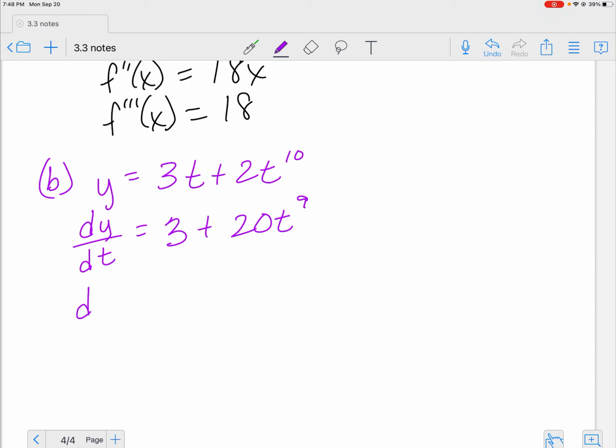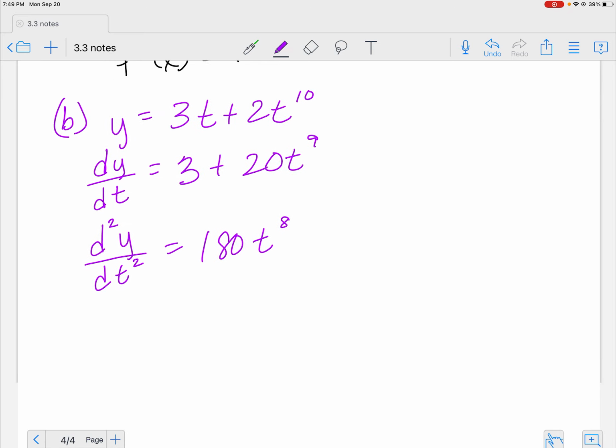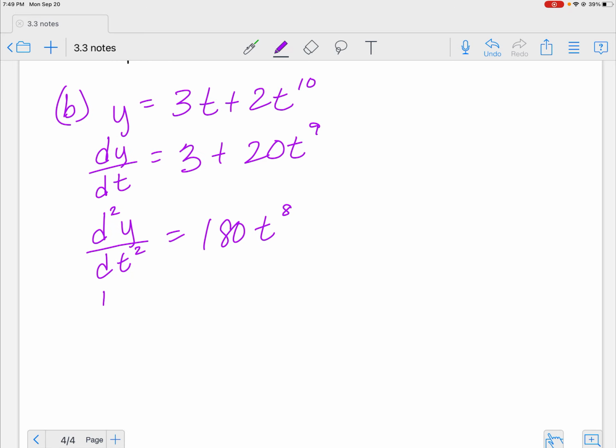Then to get a second derivative, you put a square next to the d and a square next to the t. So the top one has the derivative denoted by the d, and the bottom is by the variable. So then that 3, we know zeroes out, but 9 times 20 is 180 t to the 8th. And then you just keep going with that notation.